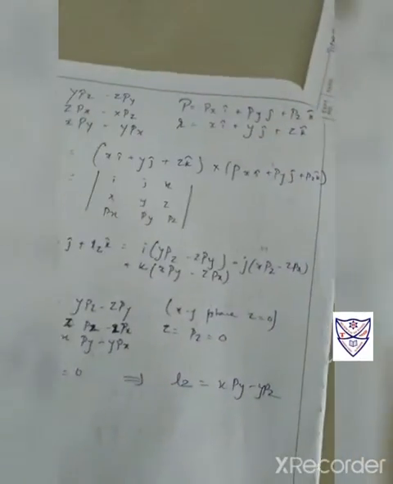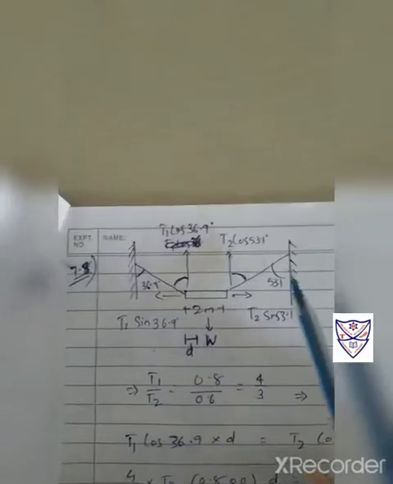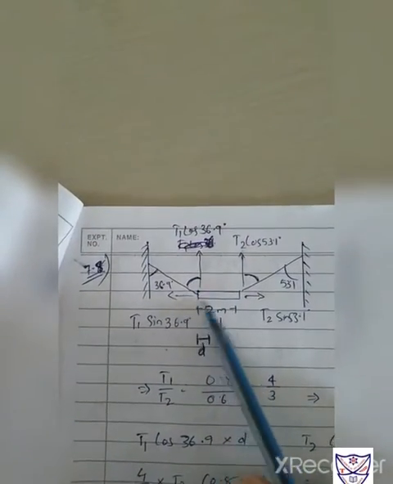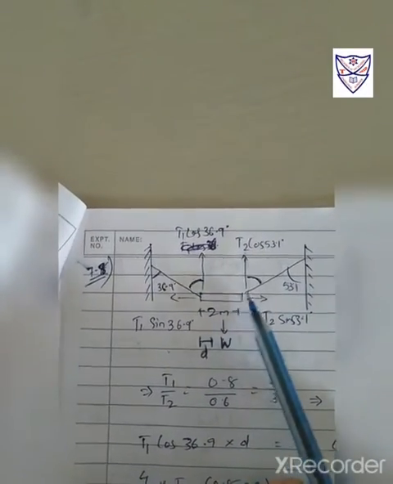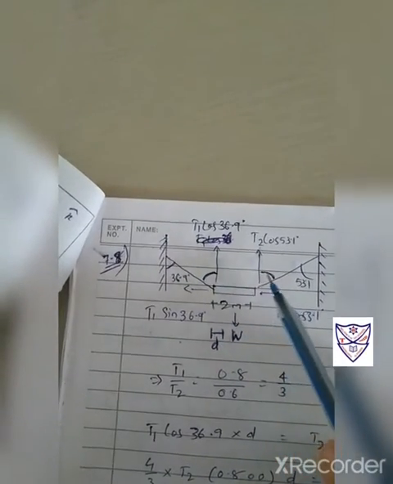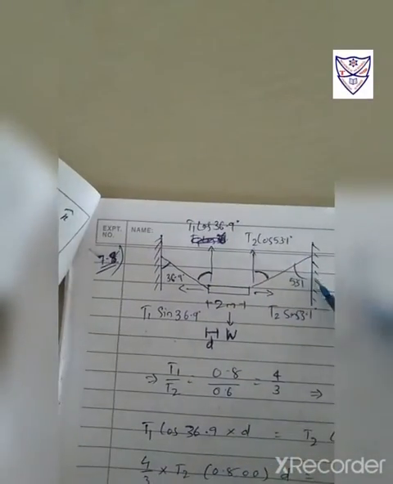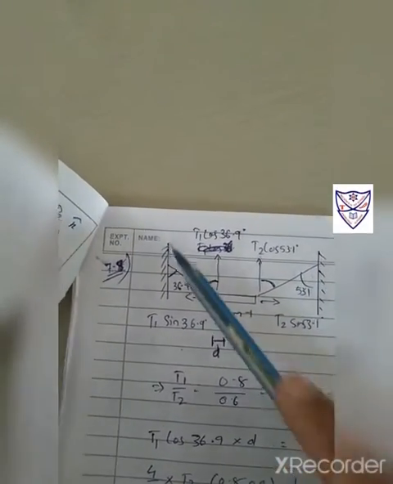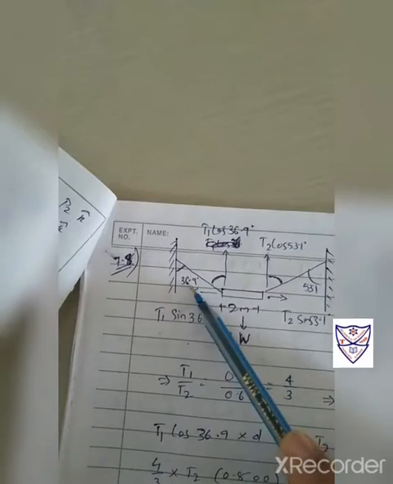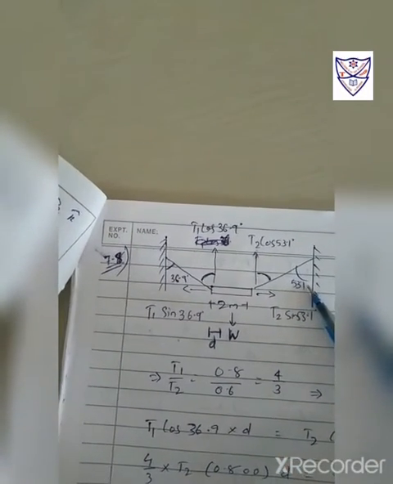Now here for 7.8, again read the question carefully, and it's a very important sum. See here what happened. They have given the condition that the object is here. It's making an angle theta, which you have to find out. Moreover, these two angles with the reference line are given, which are 36.9 and 53.1.